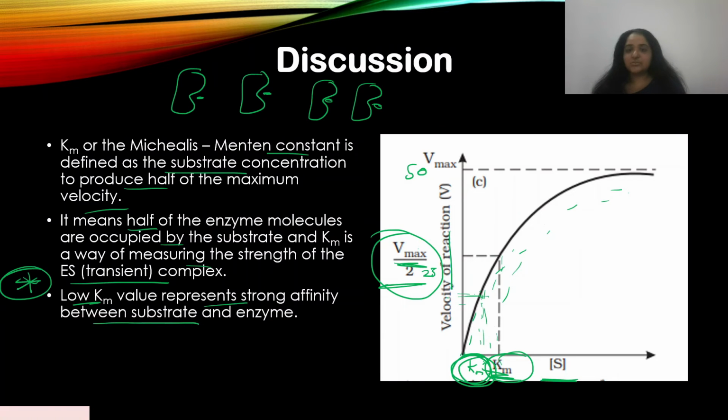Okay, less substrate is required for that enzyme to reach half of its maximum velocity. It doesn't have to do much work. There is more attraction, there's strong affinity. That means there is a stronger attraction between the substrate and the enzyme when there's a low Km value. Just imagine if the Km value was here.